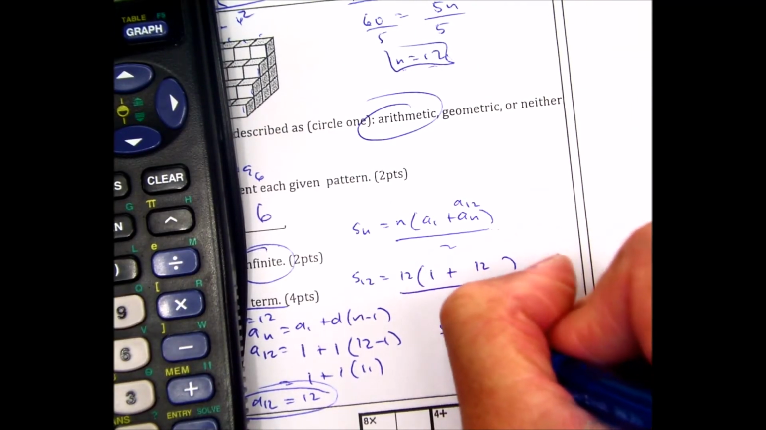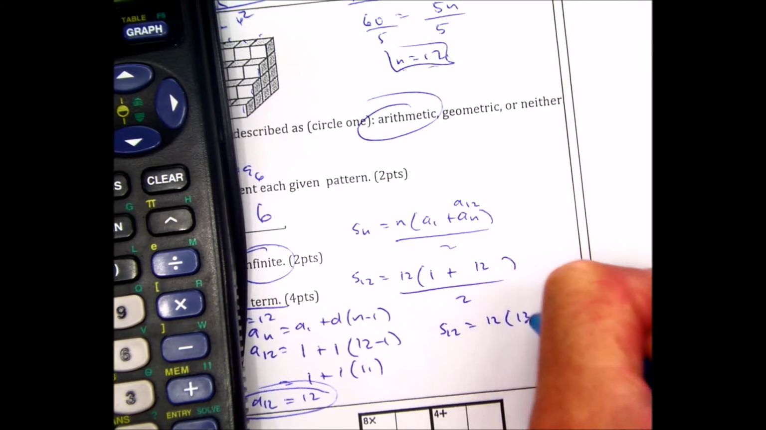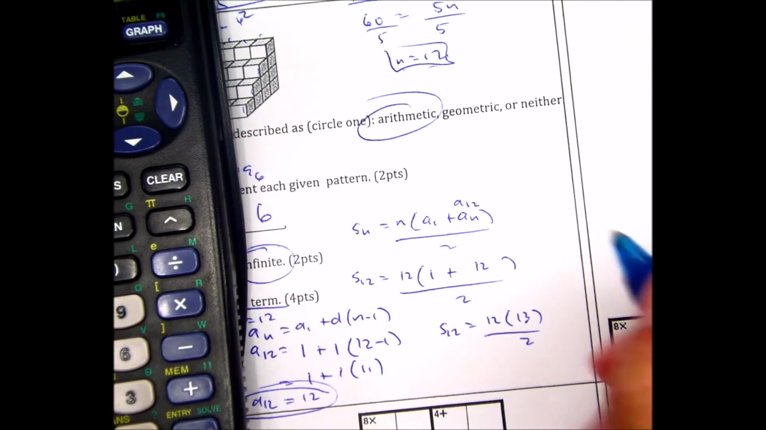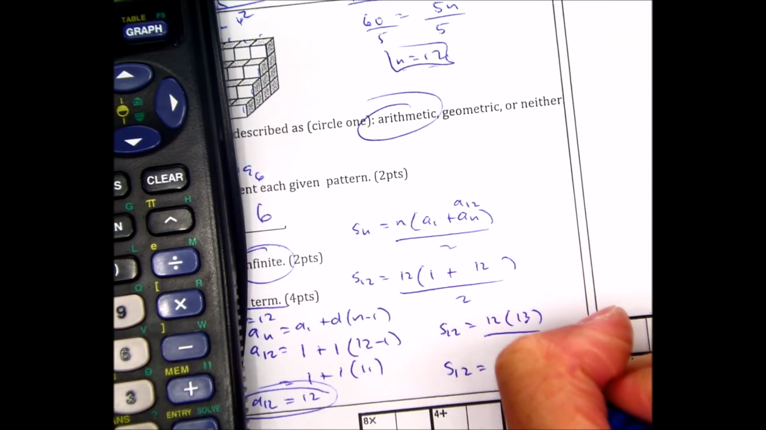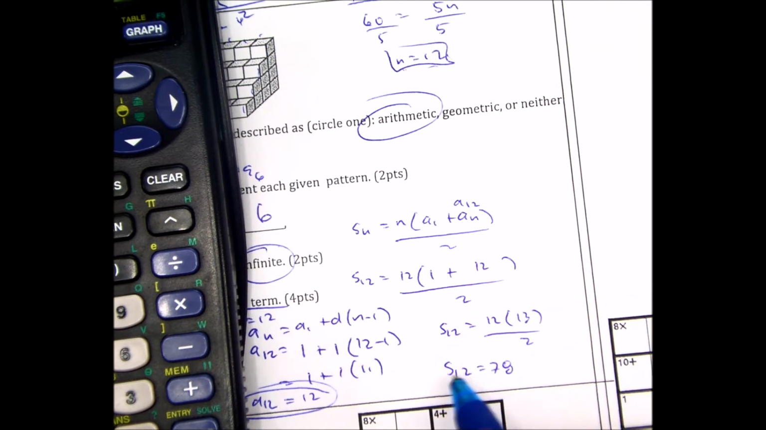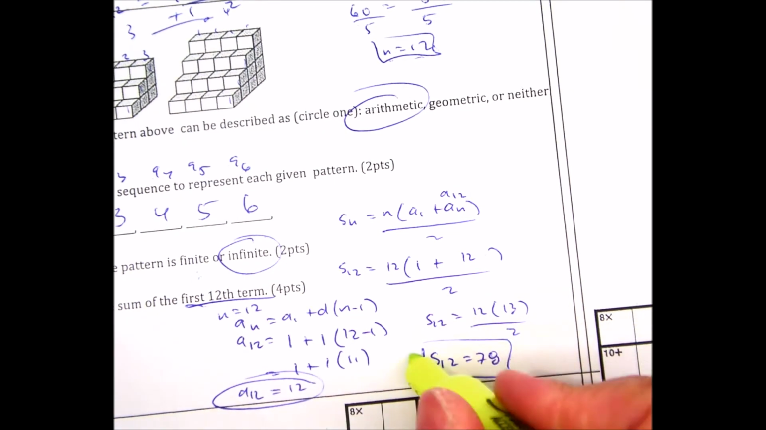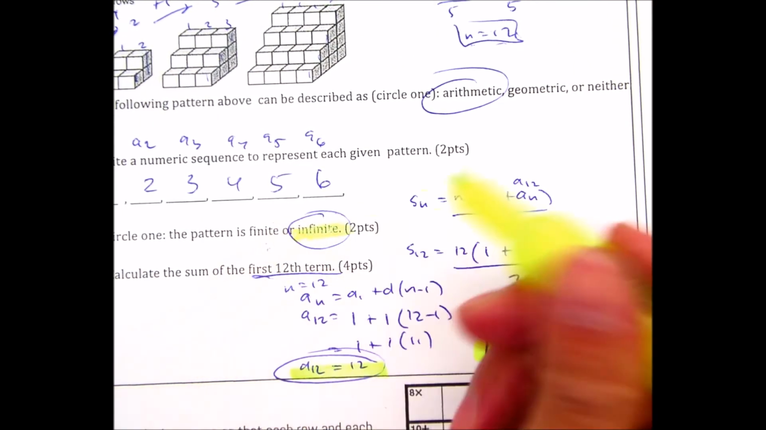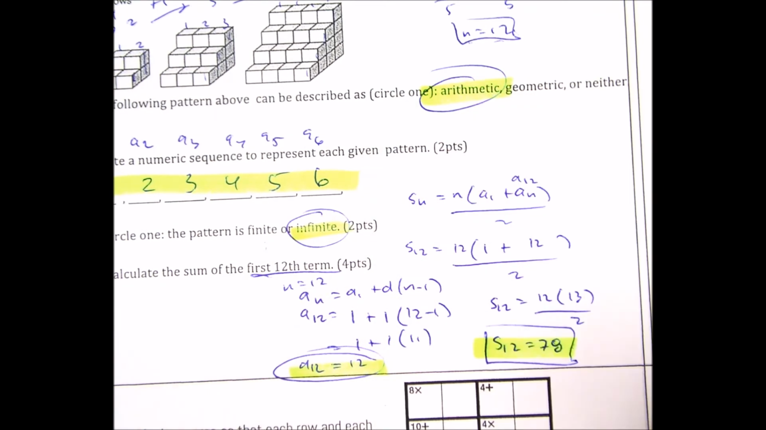So I'm going to have S of 12 equals 12 plus 13 divided by 2. Put that in your calculator, and you get the sum of 12 terms equals 78. So let me highlight those answers. S equals 78. That one, infinite. This, 2 points.